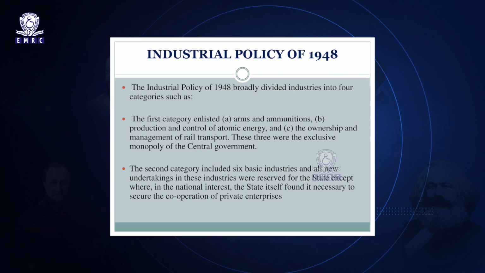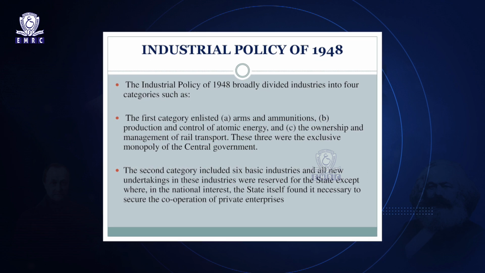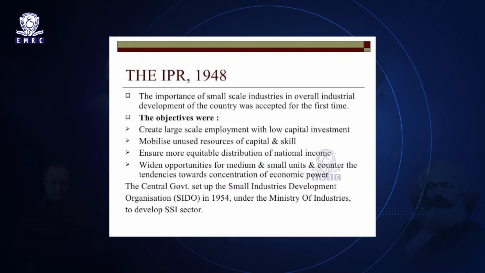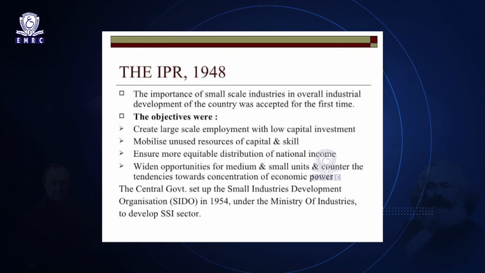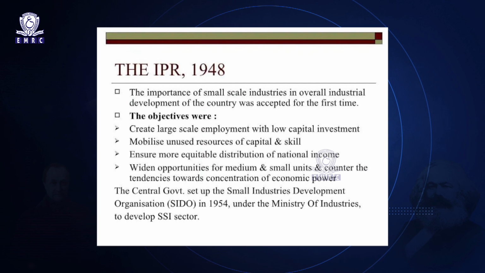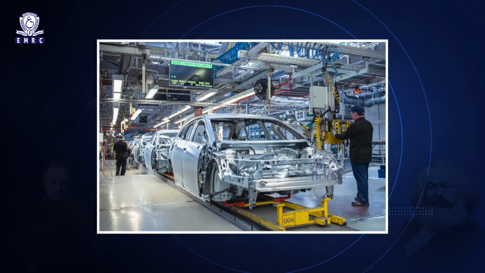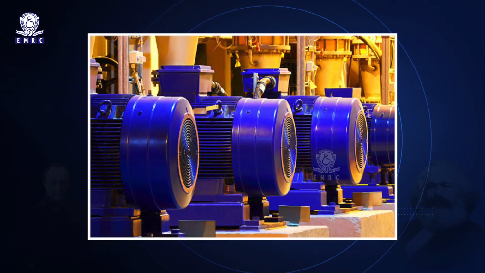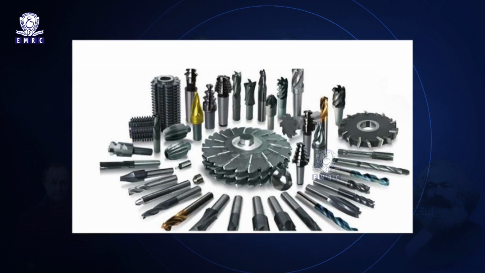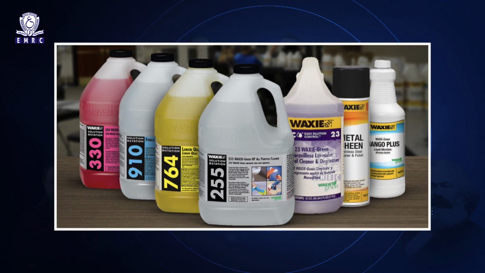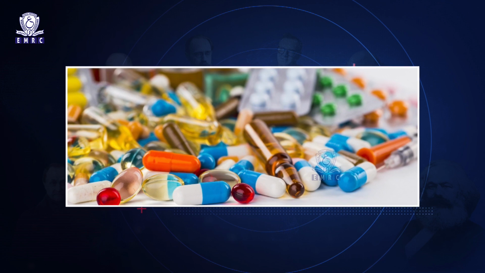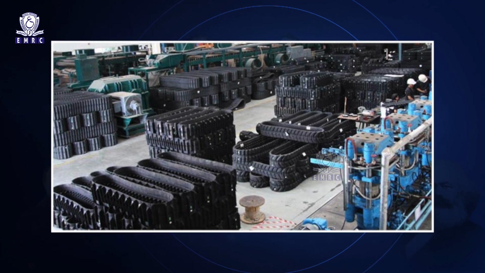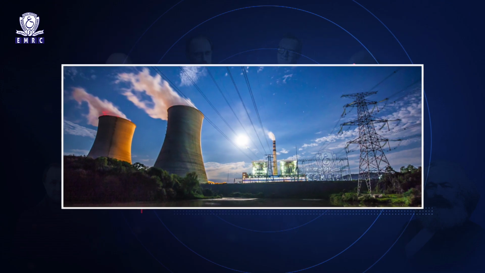The Government of India passed the Industrial Policy Resolution in the year 1948. As per the IPR 1948, the Government of India has taken control of 20 industries like iron and steel, automobiles and transport vehicles, aircraft, electrical machinery, heavy machinery, machine tools, heavy chemicals, fertilizers, drugs and pharmaceuticals, cement, sugar, rubber manufacturing, coal and electric power, and so on.